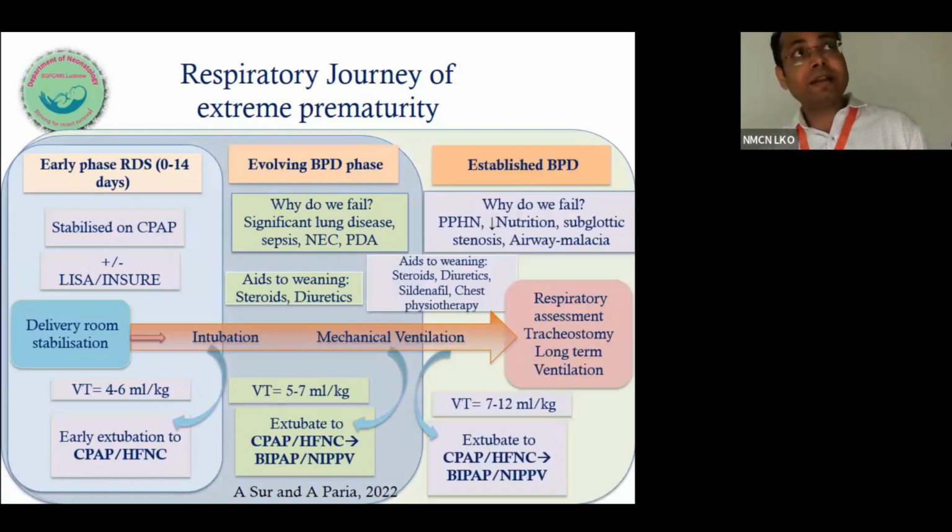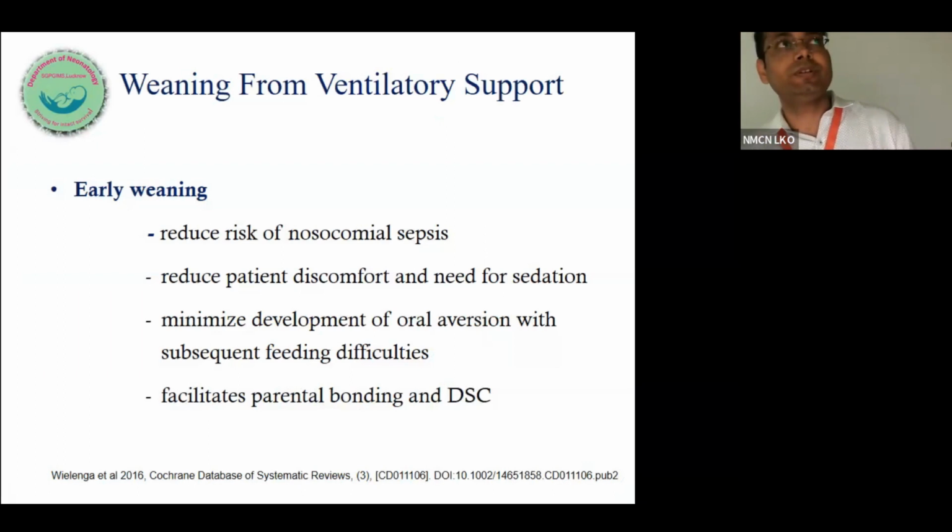Then further, the child can go into established BPD. And most of the time, the reasons are different. There can be background PPHN, there can be poor nutrition in these babies, there can be airway anomalies. And the definitive treatments that can be given are steroids, diuretics, sildenafil, and chest physiotherapy. So in this scenario, we need to reassess the respiratory airway as well as the parenchyma. We can proceed with tracheostomy, and some of the babies might require long-term ventilation. So these babies can be extubated to HFNC, CPAP, or NIPPV, depending on the situation.